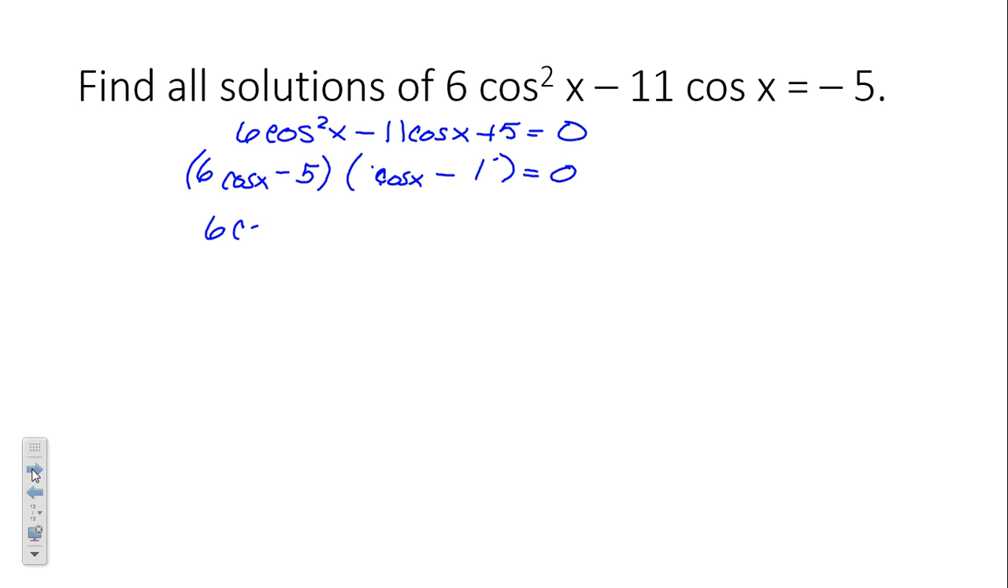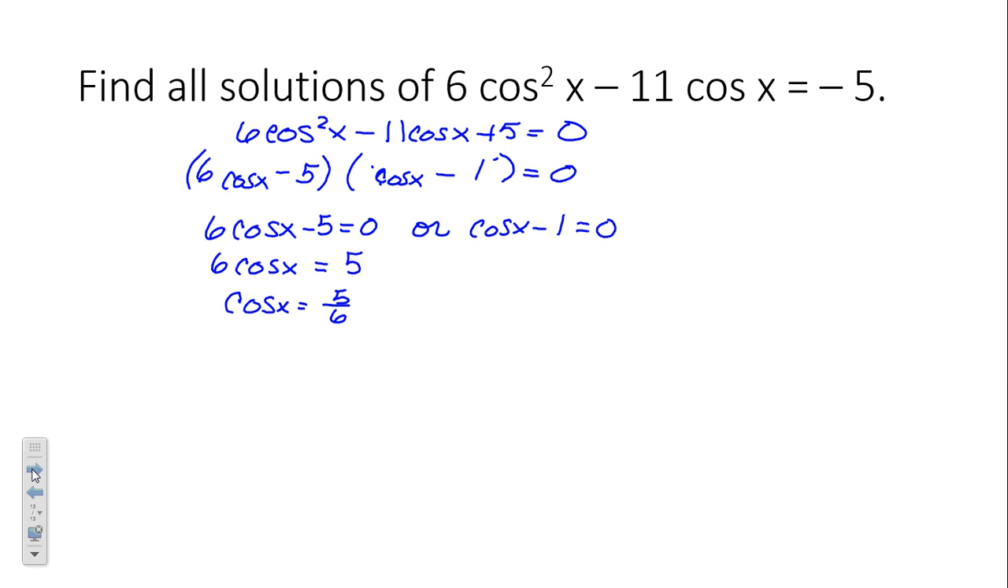So 6 times the cosine of x minus 5 can be equal to 0, or the cosine of x minus 1 can be equal to 0. Hopefully you're already seeing a problem here. We don't know of any place off the top of our heads where cosine of x is 5/6, right? So this is where we have to use our second cosine button, our shift of cosine, our arc cosine on our calculator.